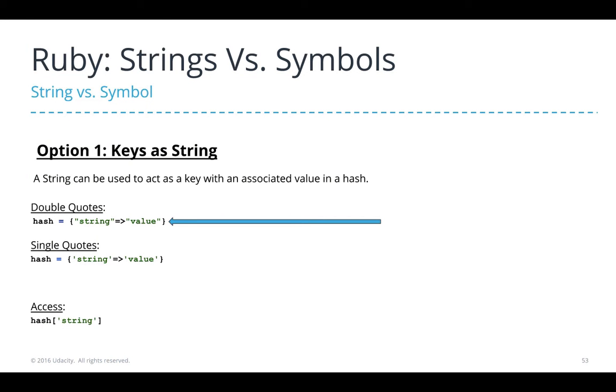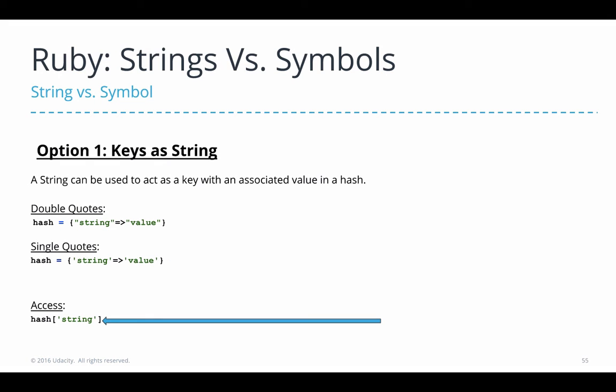Double quotes can be used to define this string key value, or single quotes can be used. To access this value, we simply call the name of the hash and pass it the string, which is its key, and it will return its associated value.